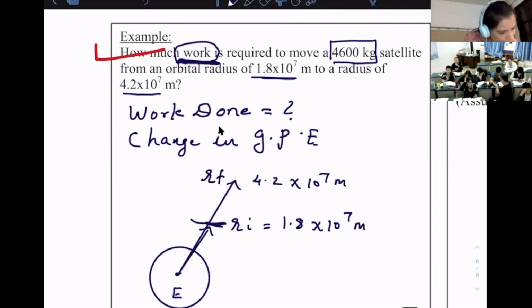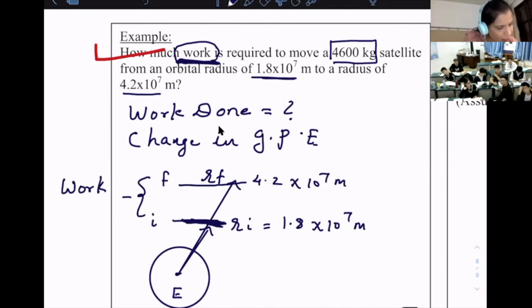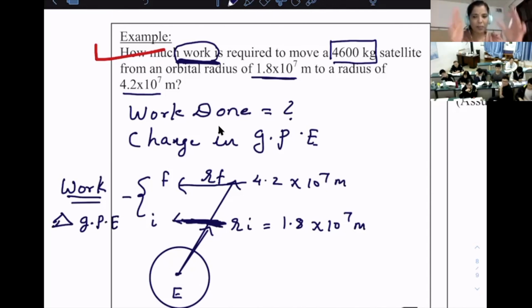So this is the point where the satellite is right now, and you want to take the satellite to this point, from point I to point F. You are doing some work here to take the satellite from this point to this point, and work is delta gravitational potential energy, the change in the gravitational potential energy. So you have to use the potential energy formula to get the difference between the two values.